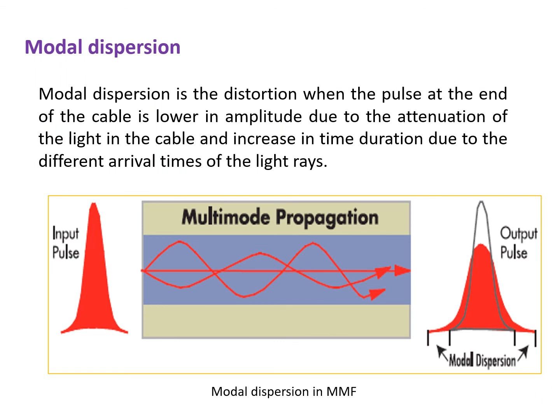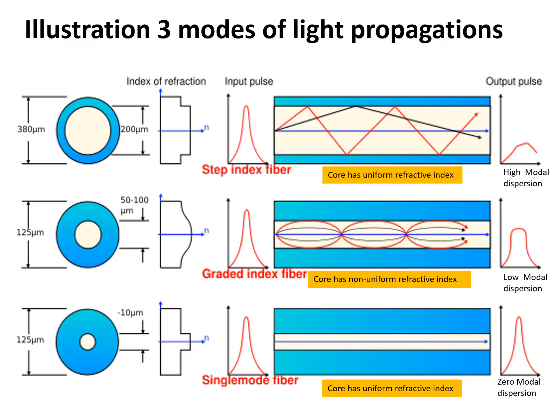This figure illustrates modal dispersion in multimode fiber. Modal dispersion occurs when multiple light rays arrive at the destination at different times. Due to modal dispersion, the pulse received at the receiving end has lower amplitude and greater time duration. This figure illustrates the phenomenon of modal dispersion in step index fiber, graded index fiber, and single mode fiber.